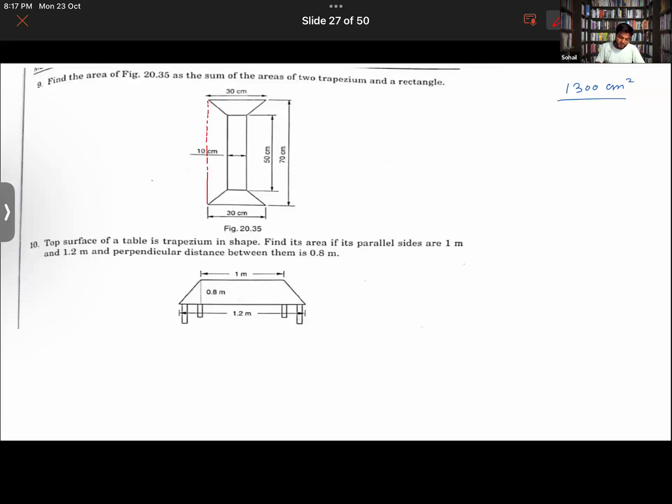Okay, so in the figure, you get to see that this much of distance is 30 centimeter. This one is also 30 centimeter. And the length of this rectangle is 50 centimeter. And the total height of the figure is 70 centimeter. So this much of distance is going to be 10 centimeter, and this one is also going to be 10 centimeter over here. So this 10 centimeter we can take to be the height of the trapezium. Getting it now?